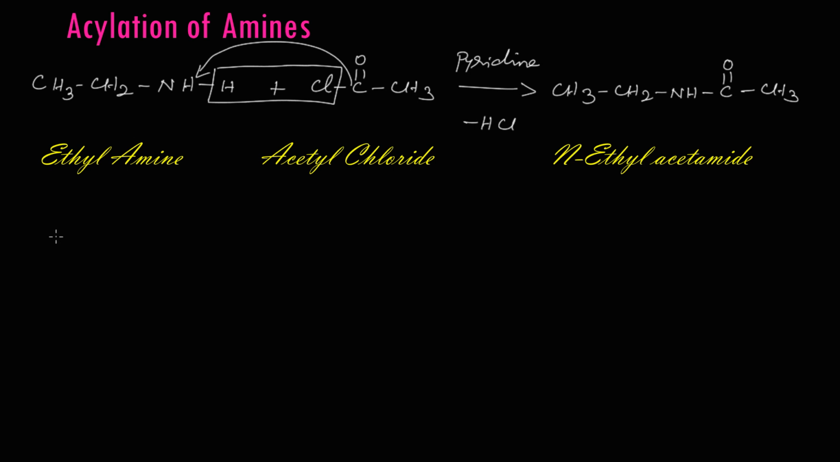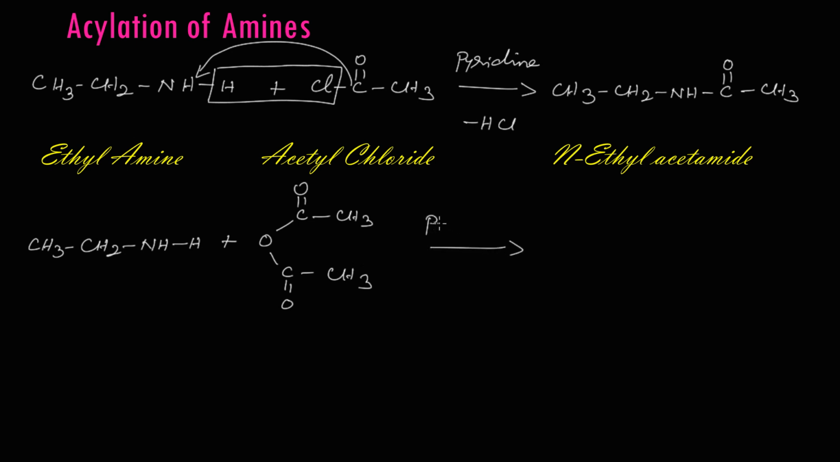Come on, let's react the same ethylamine with acetic anhydride. CH3, CH2, NH, H, plus O, C double bond O, CH3, here C double bond O, CH3. This is acetic anhydride. The reaction takes place in presence of pyridine.